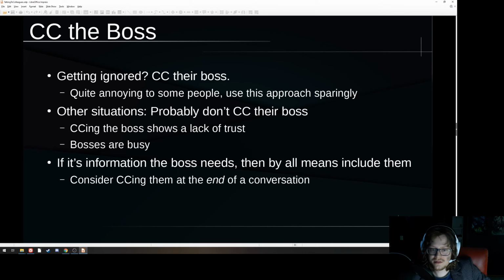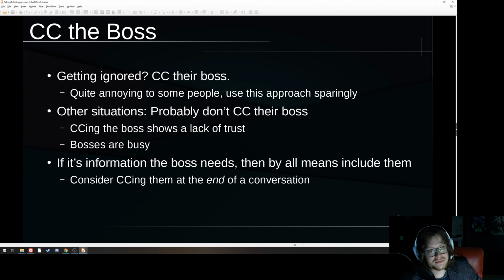A nice passive-aggressive strategy is to CC their boss on the email. CC is, of course, when there are multiple recipients on an email. It comes from good old carbon copy on transparency paper. You would write something on one copy, and then there would be those little transparent-ish sheets of carbon copy underneath that would end up being duplicates, and you could give those duplicates to people. So, CC.